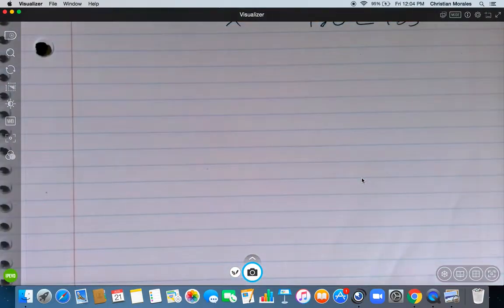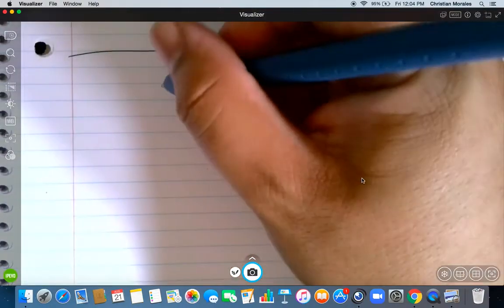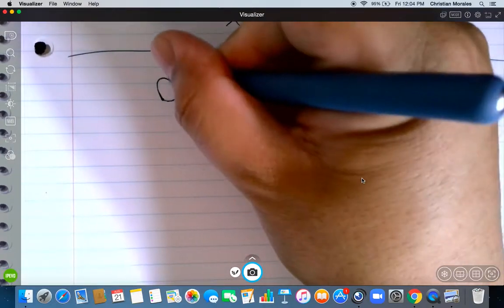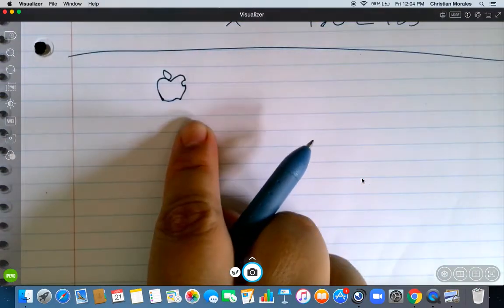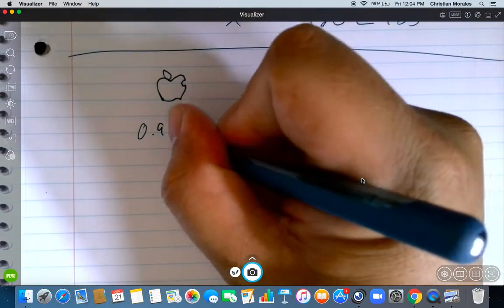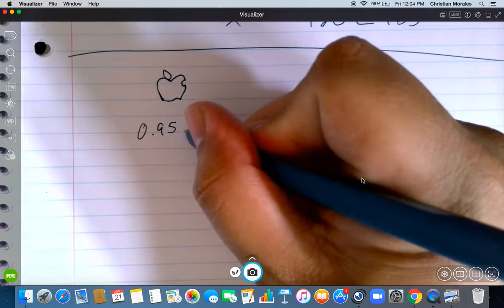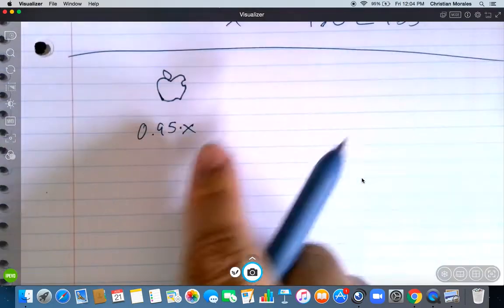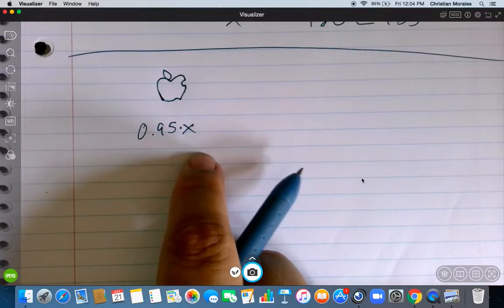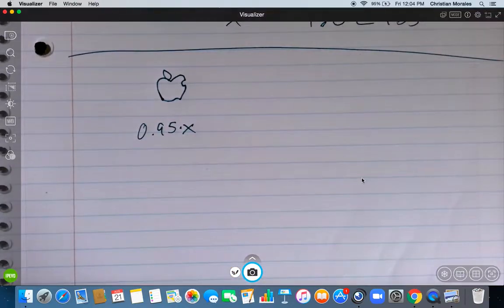Well, let's just talk about it for a second. Imagine, let's just say this is Apple Music. We have Apple Music, and imagine they charge you 95 cents a song. I think they actually charge you 99 cents, but 95 cents per song. So if you get one song, it's 95 cents. 2 songs, you multiply it. 3 songs, you multiply it. 4 songs, multiply it. And that'll give you the price of the songs.